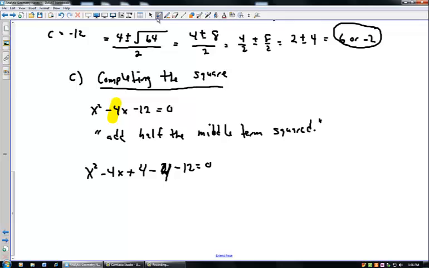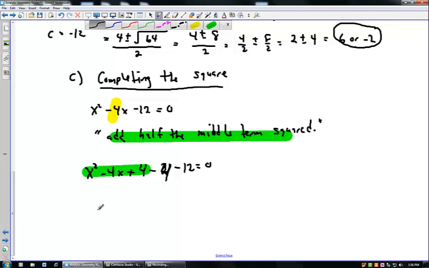But what I can do now is, because what the saying actually gives me, when you add half the middle term squared, is that this is going to be x plus or minus some number squared. So when you factor this, it's actually going to be x minus 2 quantity squared, with a minus 4 and minus 12 equal to 0. So right here, what I've highlighted in green is actually the same thing. And it happens this way because of the saying, add half the middle term squared. And then when you do this, you can actually solve this equation.